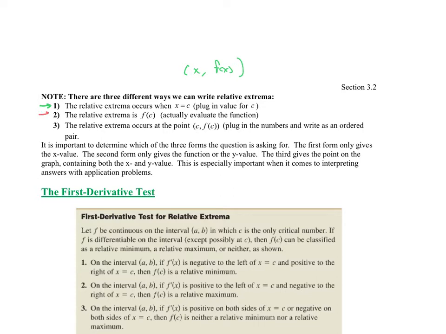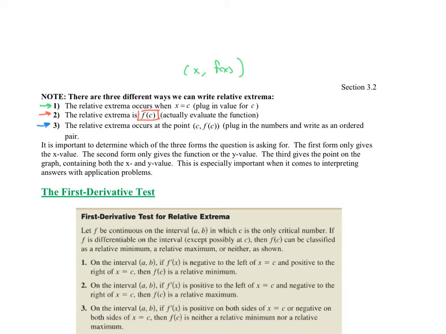Another way that a question might ask is what is the relative extrema? What they're looking for then is the actual y value. They want the y value of the point that is the highest or lowest value. The x value is where it occurs. The y value is the highest or lowest value. And a third way that I've seen it asked is just straight up wondering, what's the point on the graph? In that case, you would give an ordered pair as your answer.